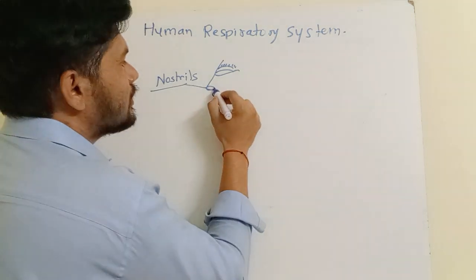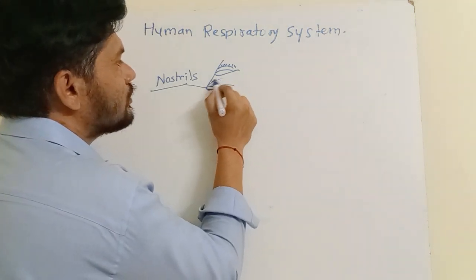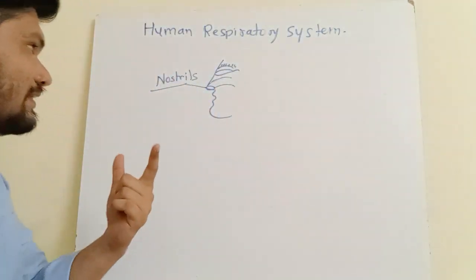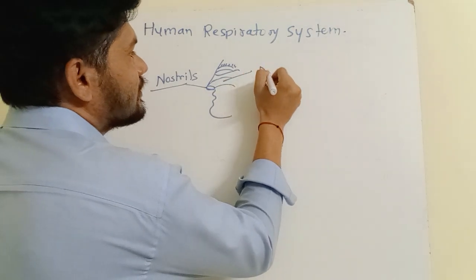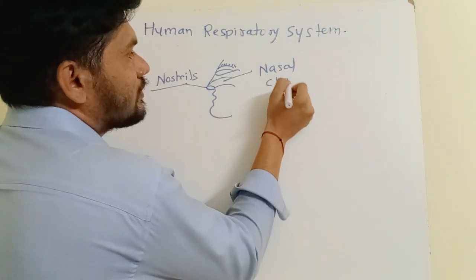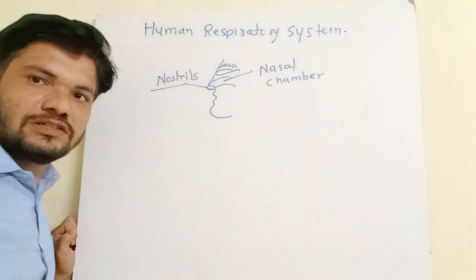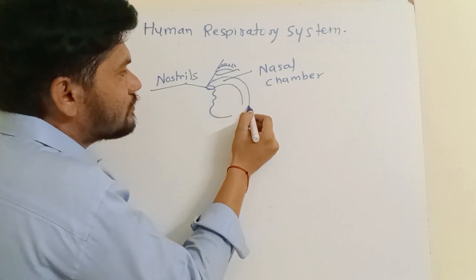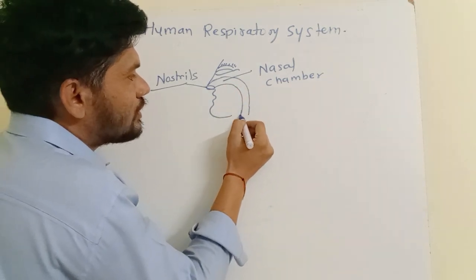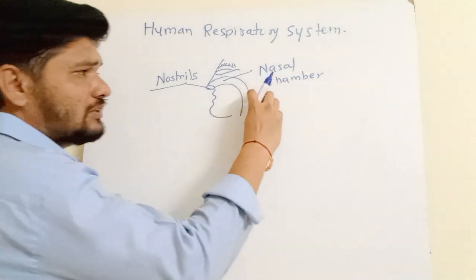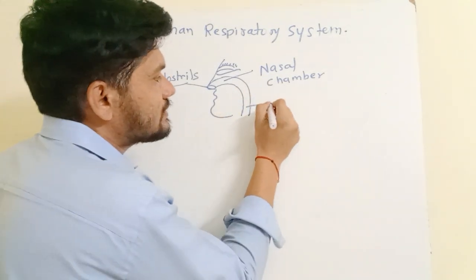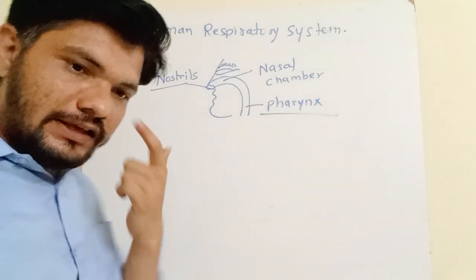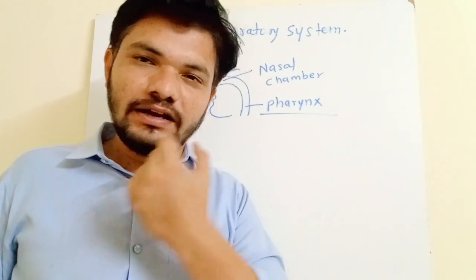From the nostril, you can't enter inside the nose, but if we see in the nose, this is the nasal chamber. Then the nasal chamber leads to the common pathway, which is also for our digestive system, a tube called pharynx. This is pharynx. It is a common path for our digestive system and the respiratory system.